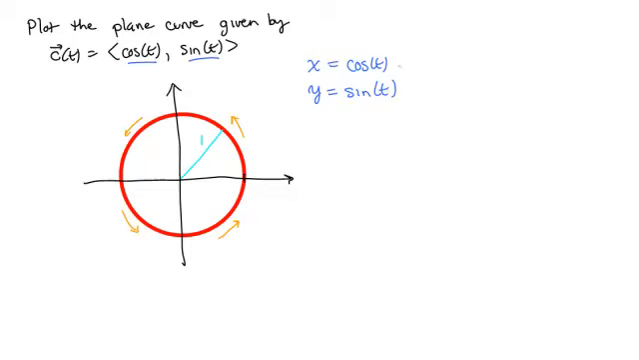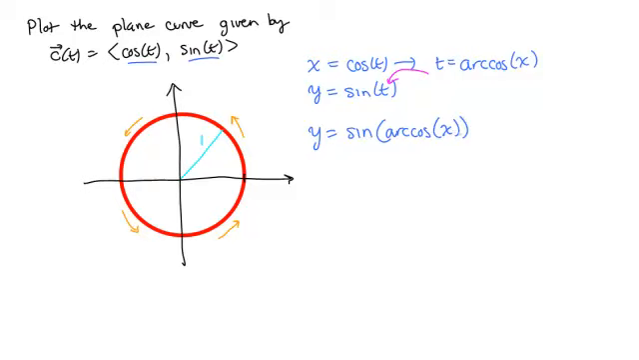If we solve the first equation for t, we're going to get that t is equal to the arc cosine of x. But now that I know what the t value is, I could just plug that directly into the second equation. And I'll get y is equal to the sine of the arc cosine of x.